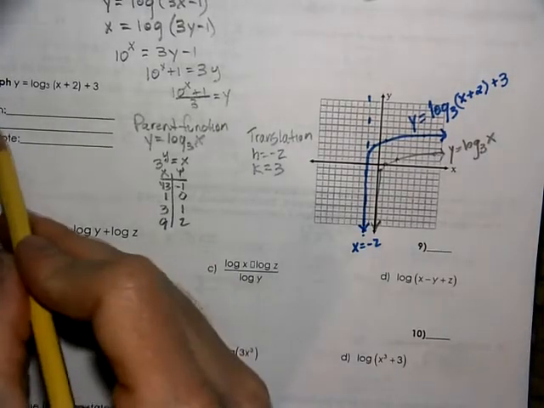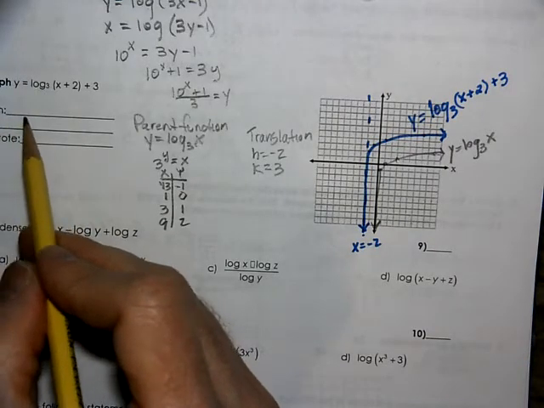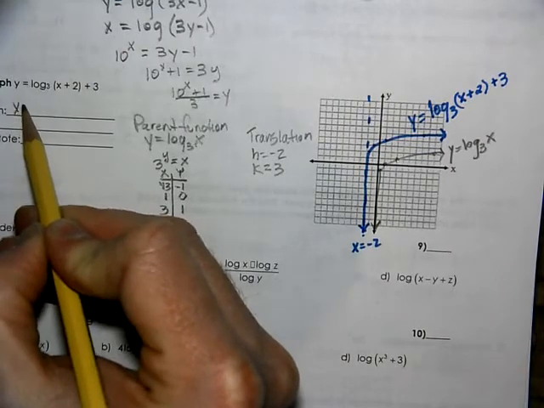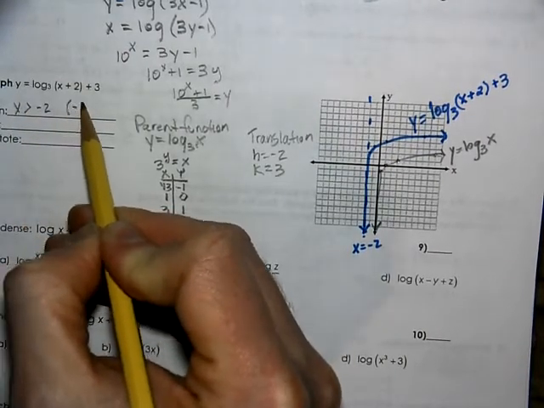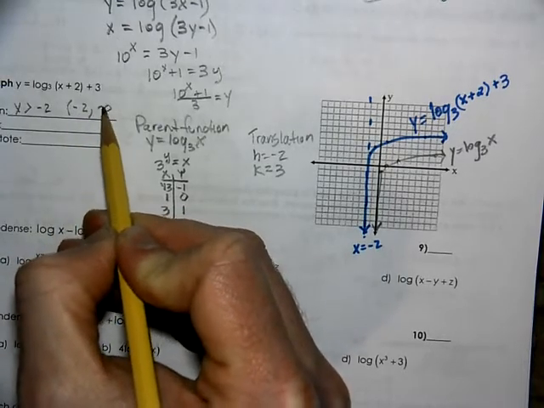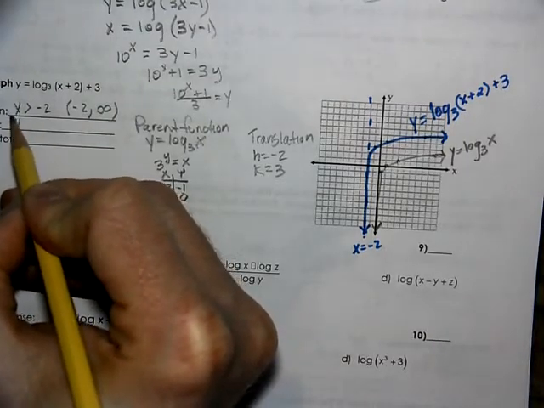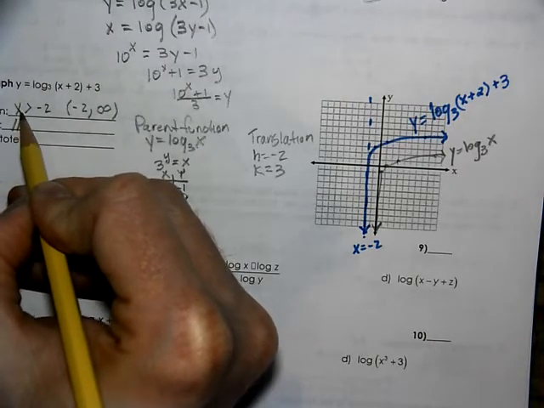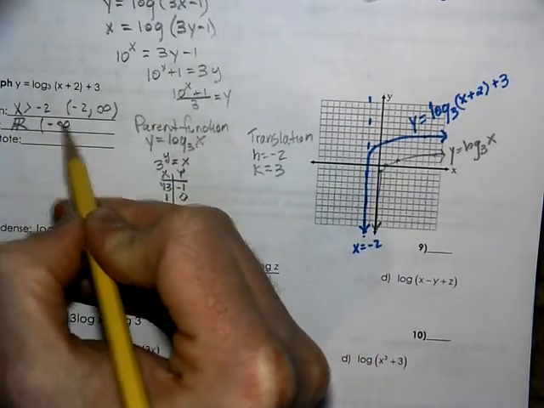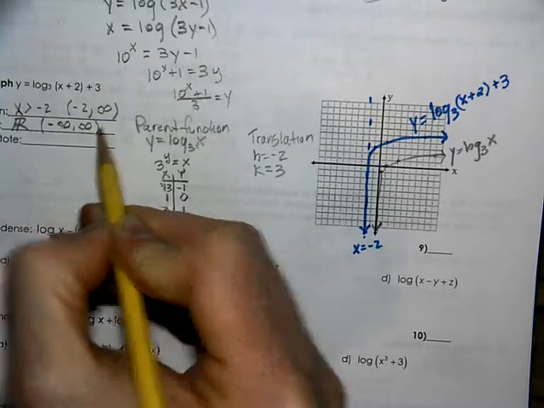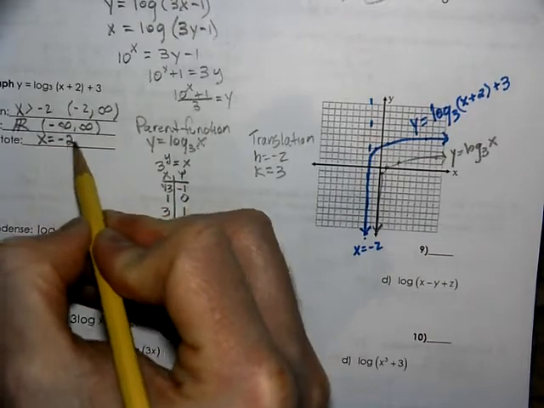So looking at what our domain would be, our domain would be all the x values that are greater than -2. That would have an interval notation from -2 to infinity. The range is all real numbers, which is from -infinity to positive infinity. And the asymptote is at x equals -2.